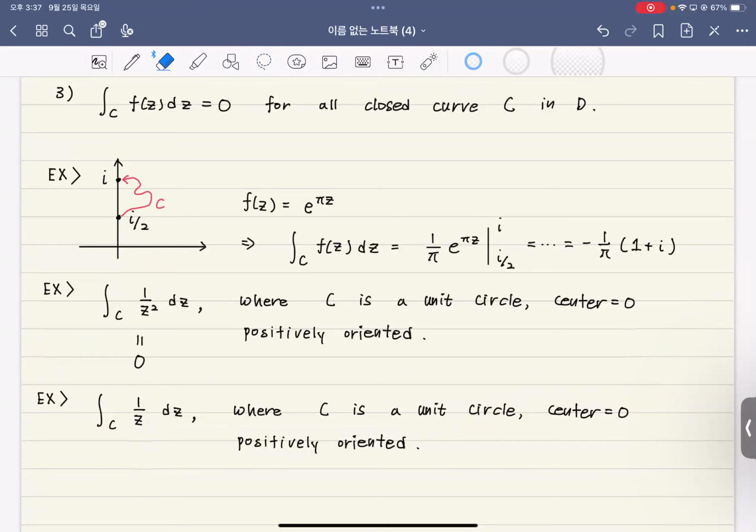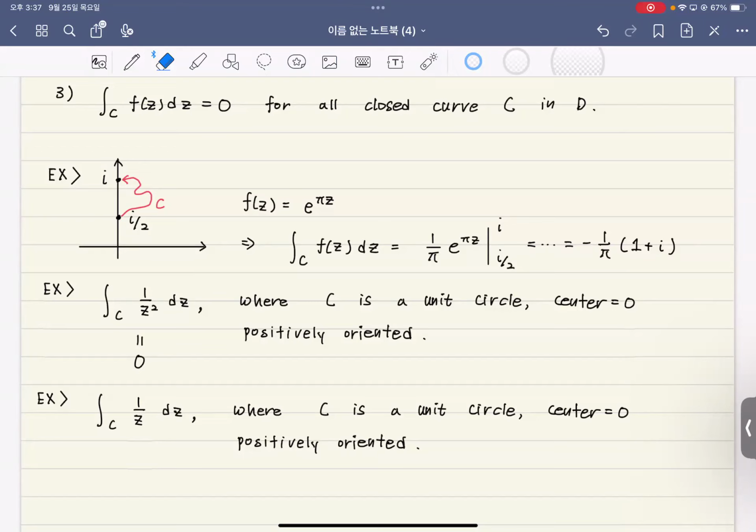Does it have an antiderivative? What is the antiderivative of 1 over z? It must be the natural log function, right? So I guess the answer should be 0. Yes? No? No. In this case, the answer is no. Hold up. It looks like this exercise satisfies all the conditions above, so the answer should be 0. But why is this answer not 0? As a matter of fact, the answer turns out to be 2 pi times i, which is clearly not equal to 0.